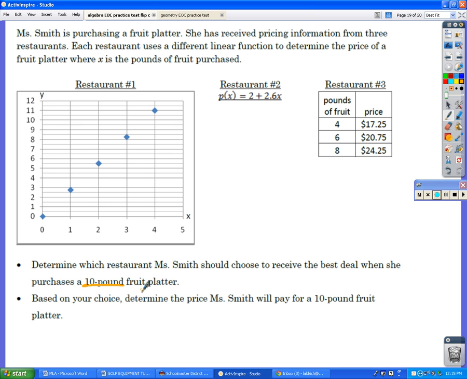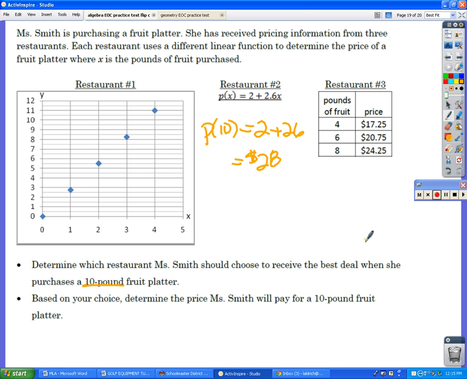This one is really easy to figure out. You just plug in 10 for X. What's 2.6 times 10? 26. You just move the decimal over 1. So 2 plus 26 would mean at that restaurant it would cost her $28 for 10 pounds of fruit.